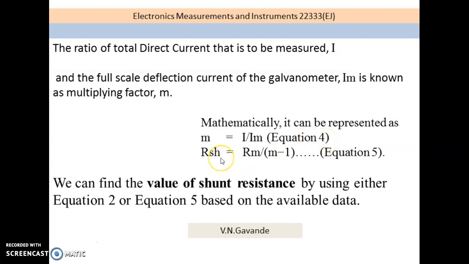So I will put these values in equation number 3. RSH equals RM divided by (M minus 1). This is equation number 5. Now you can design the DC current meter by using equation number 5 or equation number 3. We can find the value of shunt resistance by using either equation number 2 or equation 5 based on the available data. I hope you understood this. Thank you.